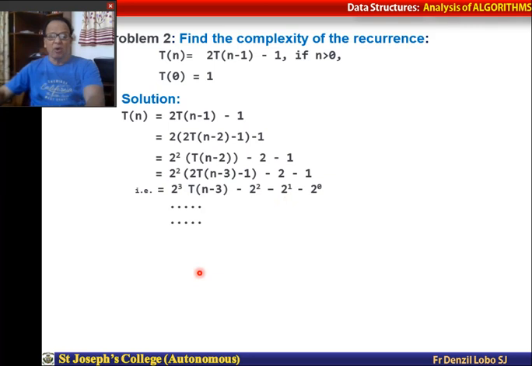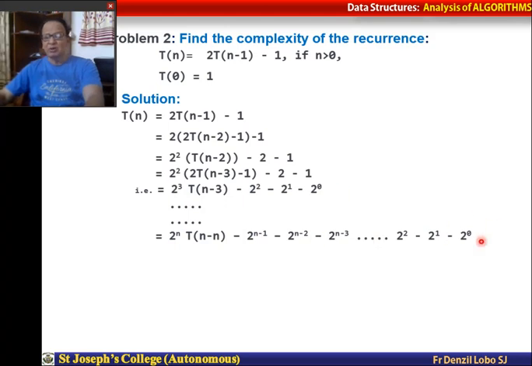So if you go on expanding, it will come to one position. Therefore 2 to the power n T(n minus n). So if it is 3, it is 2. Therefore 2 to the power n minus 1, n minus 2, etc., going up to 2 to the power 0. 2 to the power 0 is equal to 1. So that becomes 2 to the power n into T(0), which is 1, then minus 2 to the power n minus 1, etc., going up to 2 to the power 0. That is equal to 2 to the power n minus the sum of 2 to the power n minus 1 down to 2 to the power 0.